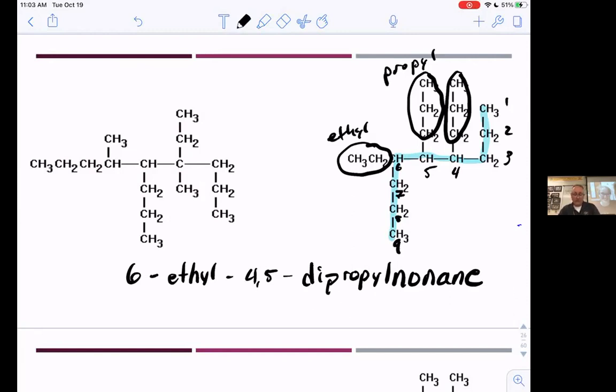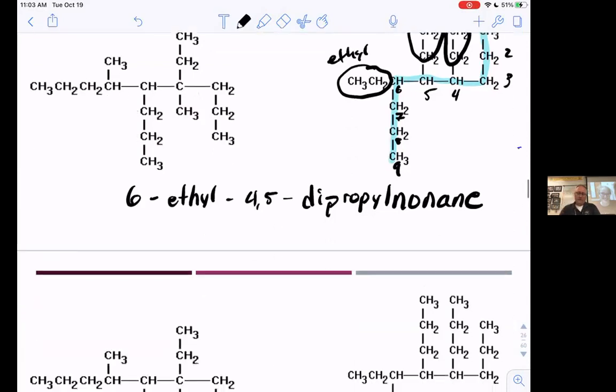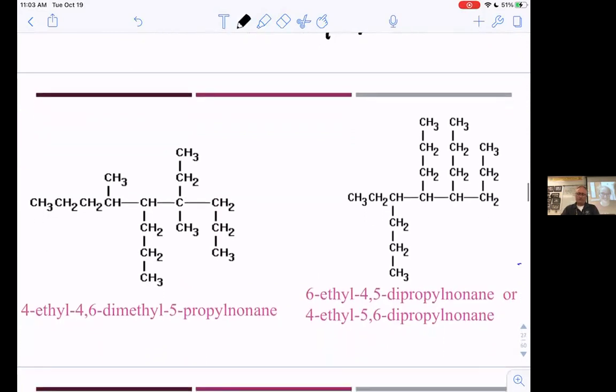You could have numbered it differently. Did I do this right? Yeah, I did this right. I'll just show it to you. It could have been 4, 5, 6, or it could have been 6, 4, 5. It doesn't make any difference because the sum of both of those is the same. So either name is acceptable for that 9-carbon structure.